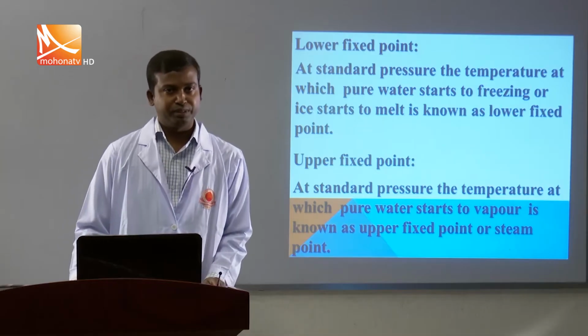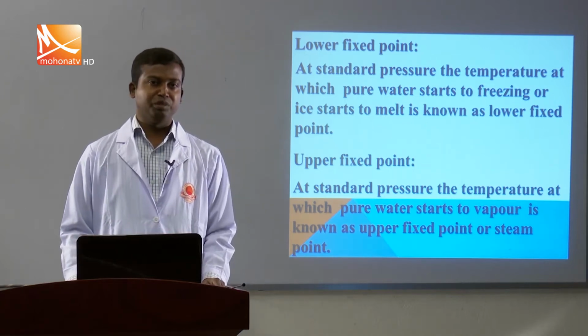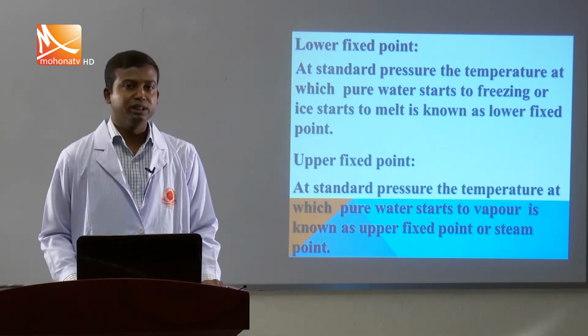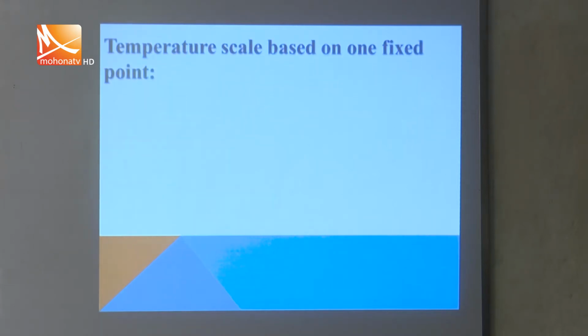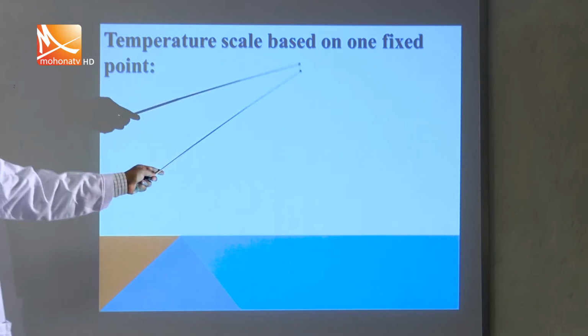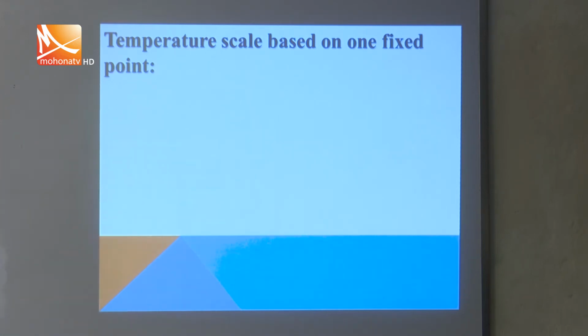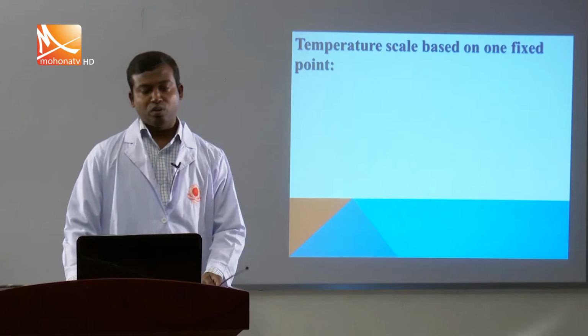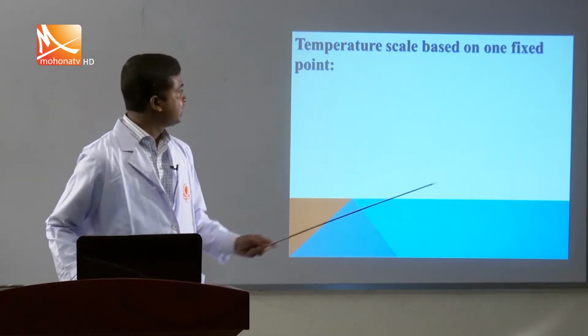In order to measure the temperature of the body, you can make a thermometer in two ways, by using one fixed point and another one is two fixed points. One fixed point, temperature scale based on one fixed point. What is meant by one fixed point? In 1954, an international conference was held on weights and measures, from where the scientists took the triple point of water as the fixed point, as one fixed point.